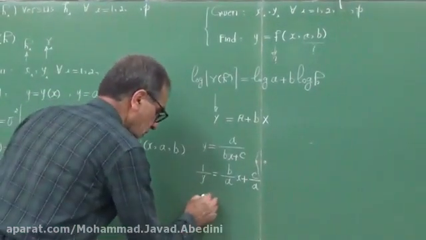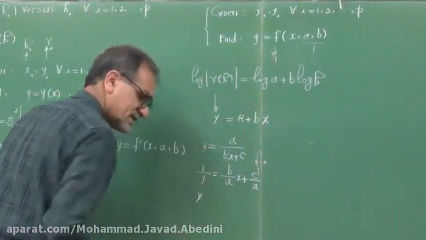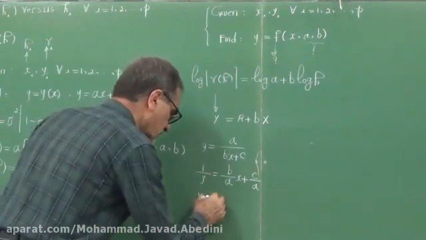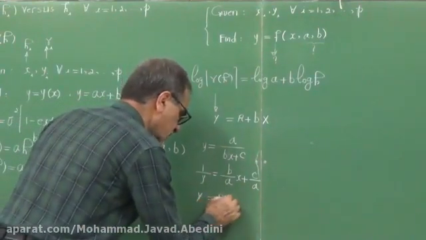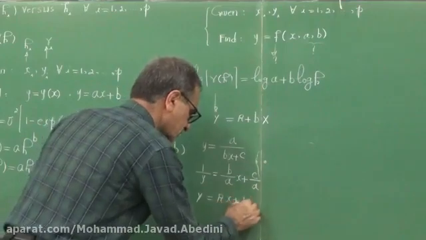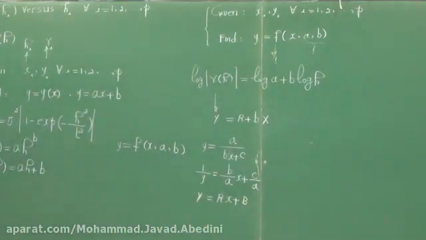And then this y, which is the reciprocal of the original y, is equal to ax plus b. Again, it will become linear.